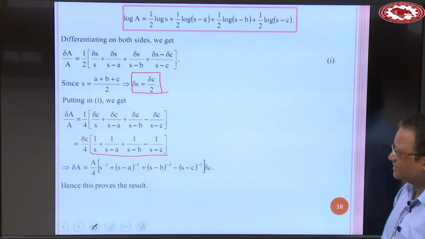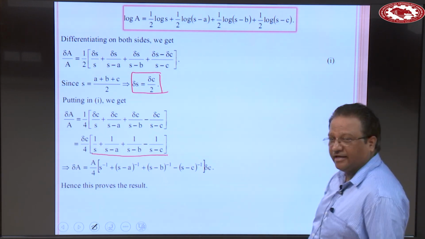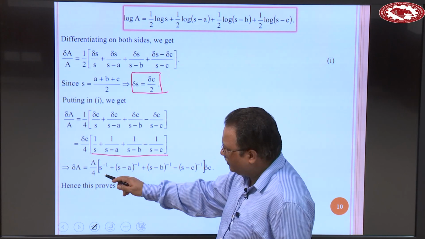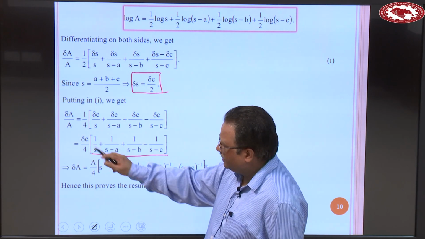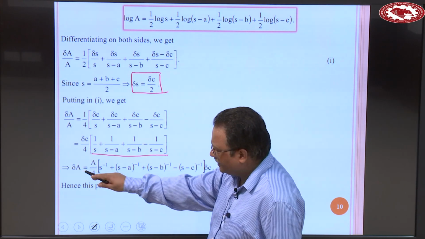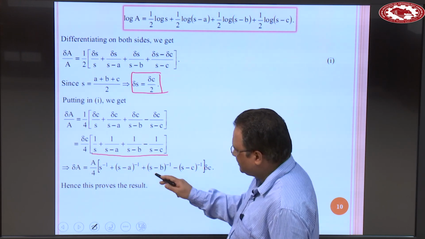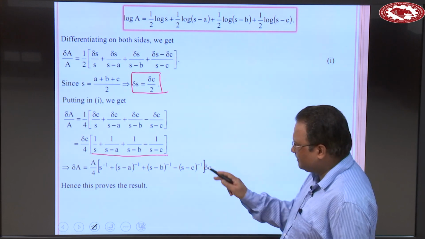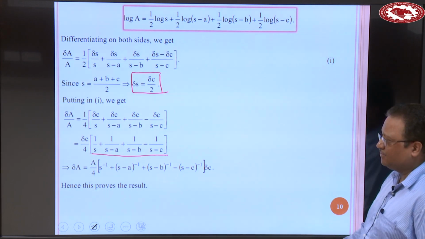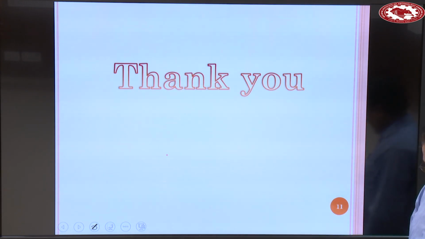So delta A is equal to A over 4, okay. From here you can calculate this. Delta A is equal to A over 4 into S inverse plus S minus A inverse plus S minus B inverse minus S minus C inverse, into delta C. This completes the proof, okay.